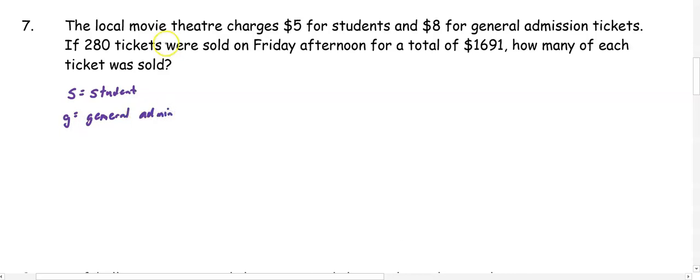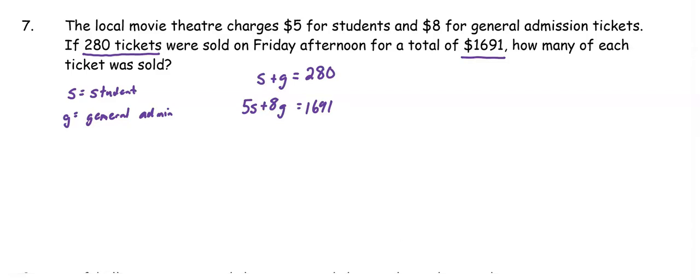Now, there's two totals they gave us: how many tickets we have and the total money. So to get the total number of tickets, we're just going to add the people together. So S plus G equals 280. And then we're going to do the same thing with money to get 1,691. So there's $5 per student, so 5S plus $8 for general admission, 8G equals 1,691.